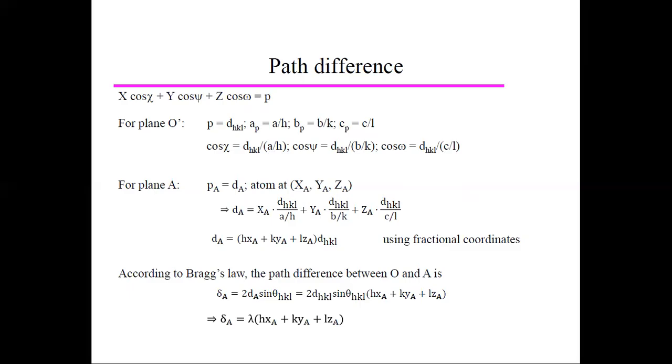According to Bragg's law, the path difference between O and A is, you know very well about Bragg's law, lambda equal to 2d sine theta. This is the sine theta which can be mentioned as a different path difference. So this is the delta A equal to lambda times (hxA plus kyA plus lzA). This is using the wave equation.